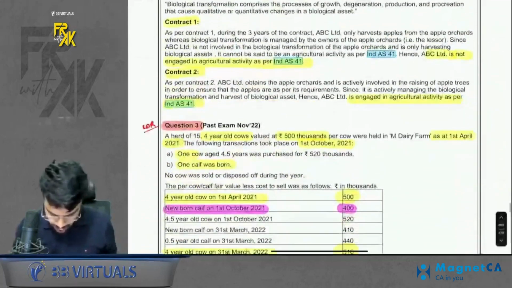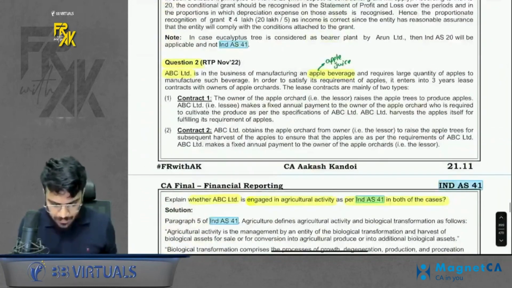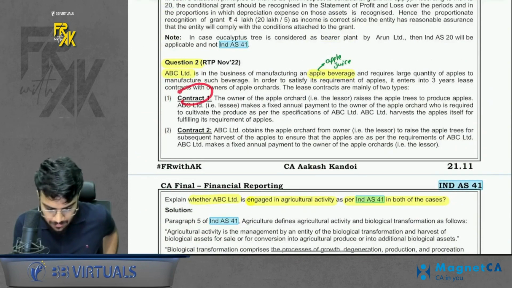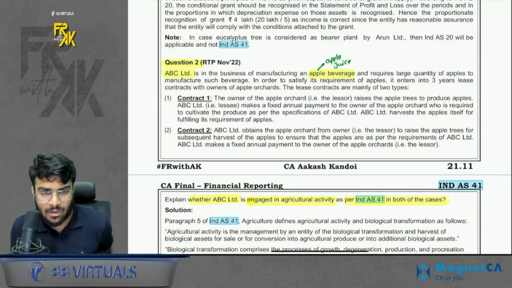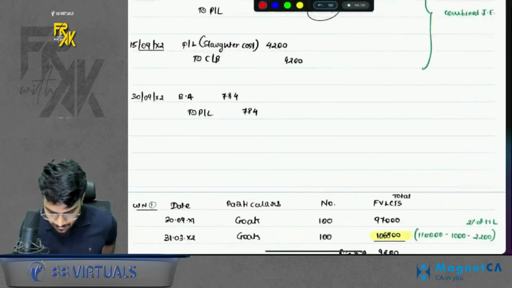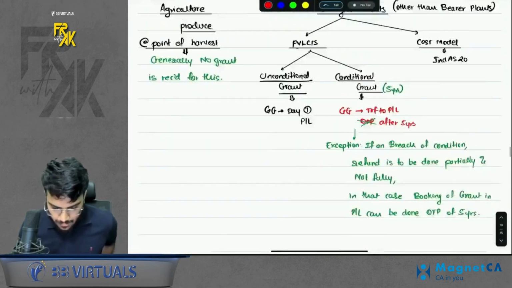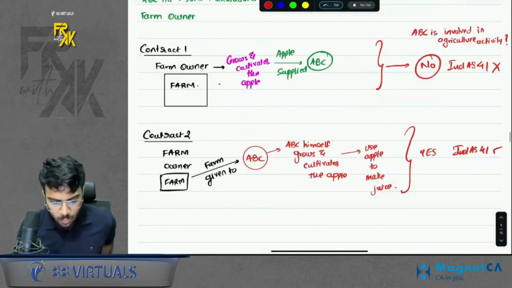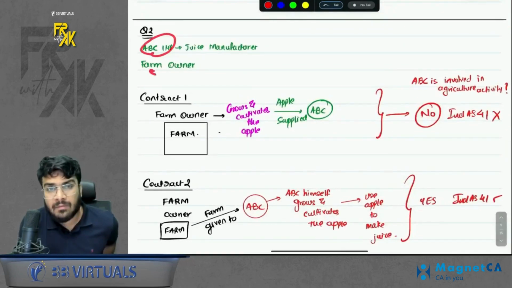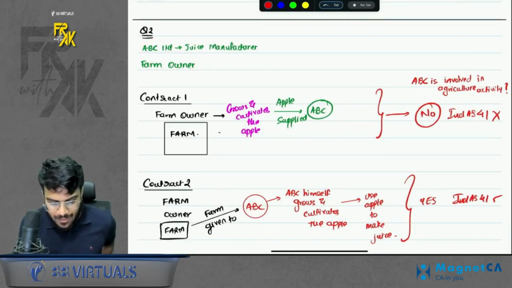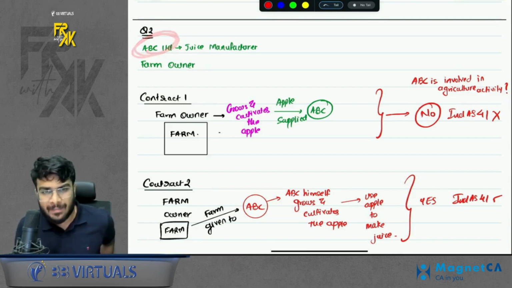Anyways, then we can come to the one we discussed. Question 2 also, you can just give it a read. I explained this. It is asking about whether it is agriculture activity or not. In contract number 1, in case you remember, there were 2 parties, okay? One was ABC Limited, one was the farm owner. We have been asked from the point of view of ABC Limited whether ABC is doing agriculture activity or not.